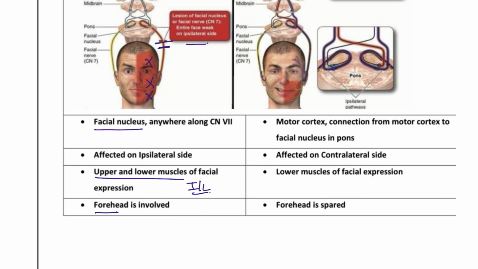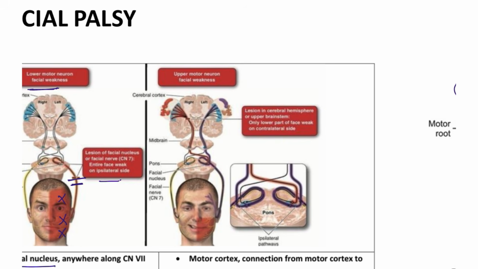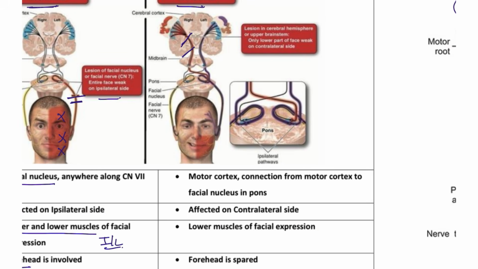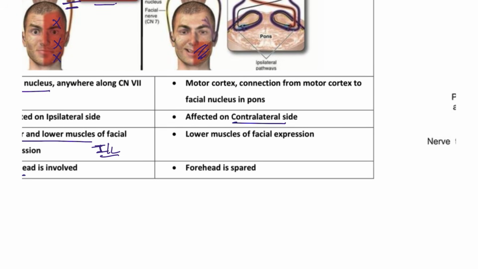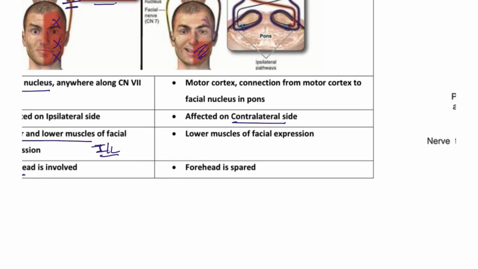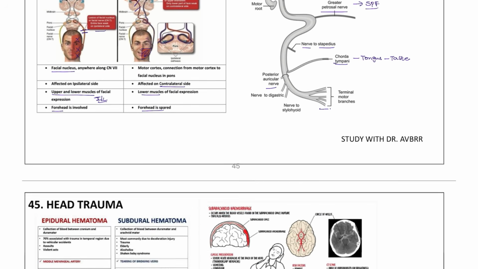Even the forehead is going to be involved in this patient, whereas in upper motor neuron damage, the damage is above the division. So like this, for example here, this is going to show the bifurcation, right? So the patient will be having the contralateral side affected, and even on the contralateral side only half of the face is involved. The forehead is spared. This is how you are going to differentiate.